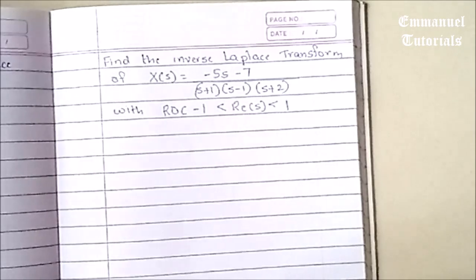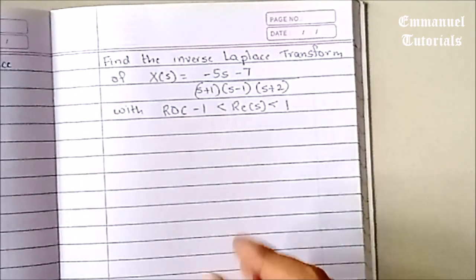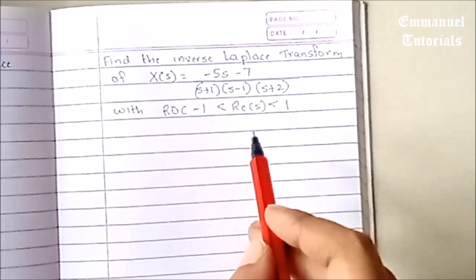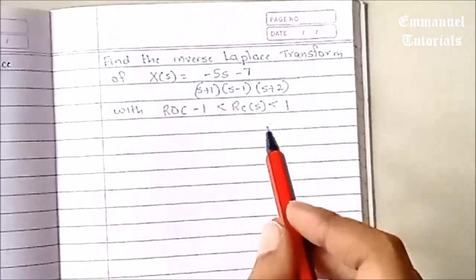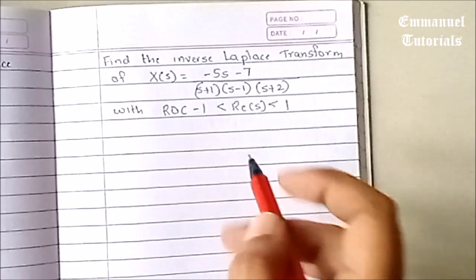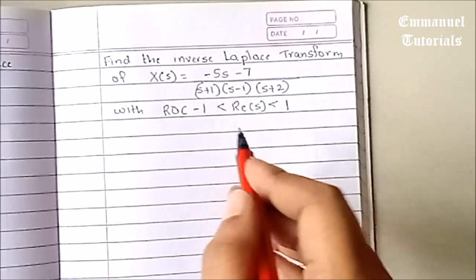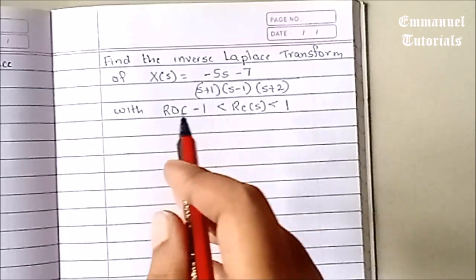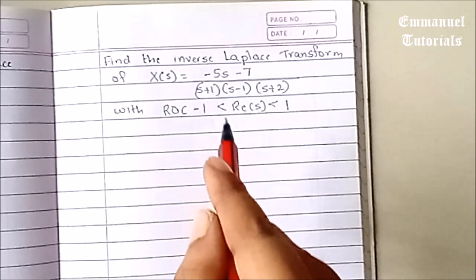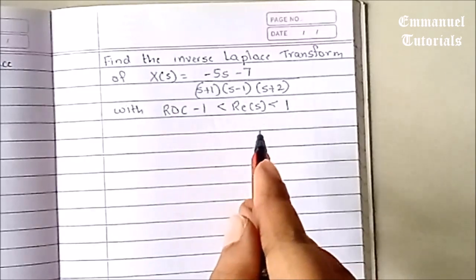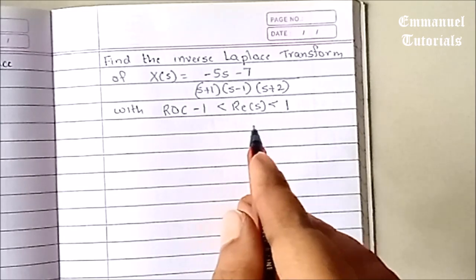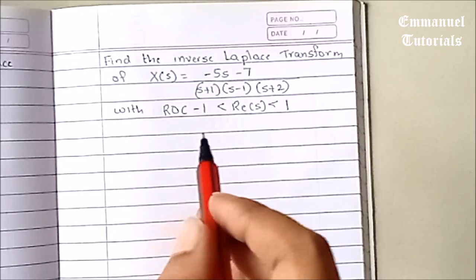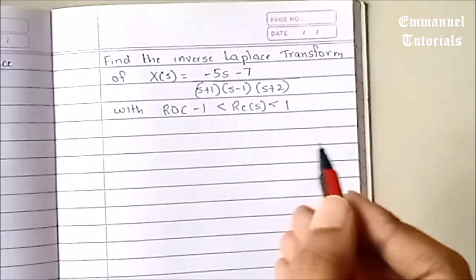Today we'll be seeing the inverse Laplace transform. So a question related to the inverse Laplace transform where we will be using the partial fraction method, and we'll be finding the inverse Laplace transform of the signal, or the Laplace transform, X of s is equal to minus 5s minus 7 upon s plus 1 into s minus 1 into s plus 2, and the ROC of the signal is given, that is between minus 1 and plus 1.